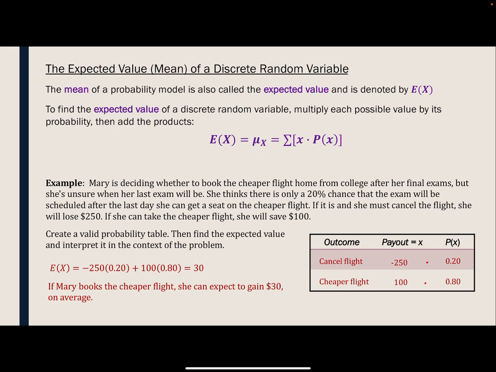So basically it says that if she does book the cheaper flight, she can expect to gain $30 on average, right? Meaning that she does this quote-unquote trial many times. Then on average, she will expect to gain $30.